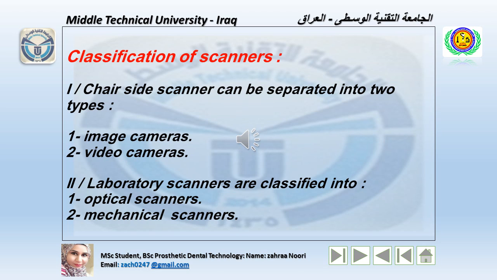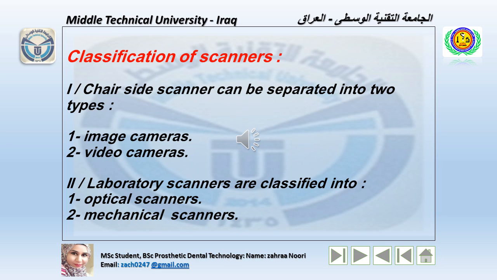Video cameras are used by the True Definition scanner. The camera is positioned at different angles to ensure accurate recording of data below the height of contour, which would be hidden from the camera if only an occlusal view was obtained.